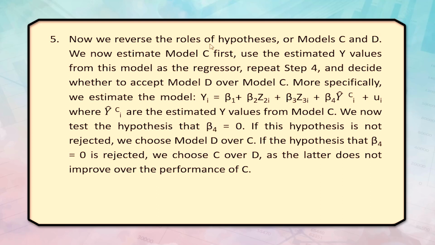If we reverse the roles of the hypotheses, then we can estimate model C first, get y hat Ci, and incorporate y hat Ci into model D, and then we can test H naught beta 4 equal to 0. If we now get the result that we cannot reject H naught beta 4 equal to 0, that means statistically beta 4 is 0, then there is no point in incorporating y hat Ci. So, then we choose model D over model C.